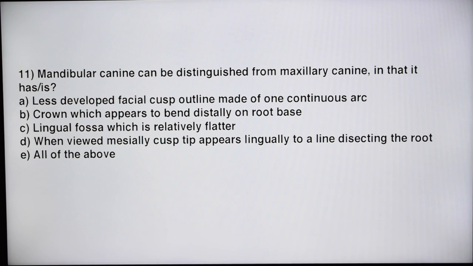And coming to next question, mandibular canine can be distinguished from maxillary canine in that it has less developed facial cusp outline made of one continuous arc. Option B, it is crowns which appear to bend distally on root base. Option C, lingual fossa which is relatively flatter. Option D, when viewed mesially, cusp appears lingual to the line dissecting the root. So all of the options here are correct, and mandibular canine has these features which are distinct compared to the maxillary canine, right? So all of the above is the appropriate option here.